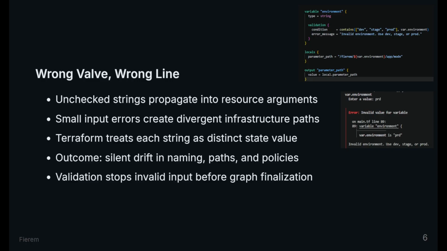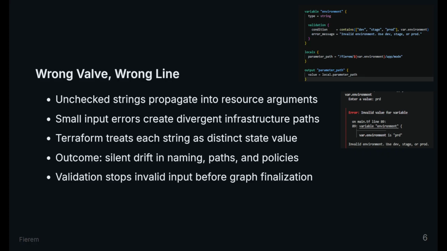This is where small text mistakes become operational mistakes. On a submarine, one wrong valve label can send flow into the wrong system, and the crew only notices after pressure moves somewhere it should not. Terraform behaves the same way with unchecked string inputs. If prod and PRD are both allowed to reach resource arguments, Terraform treats them as different values and can build different names, paths, or tags from that difference.